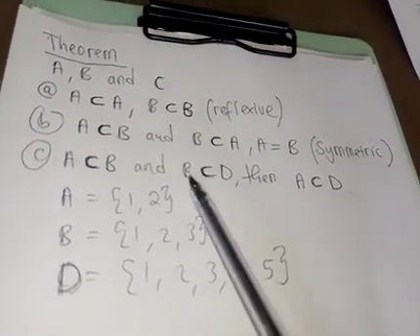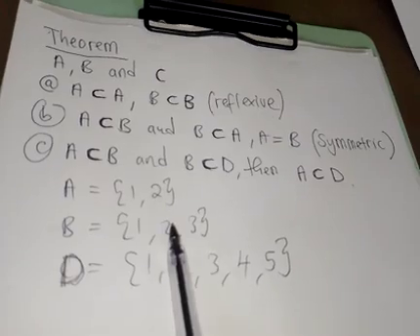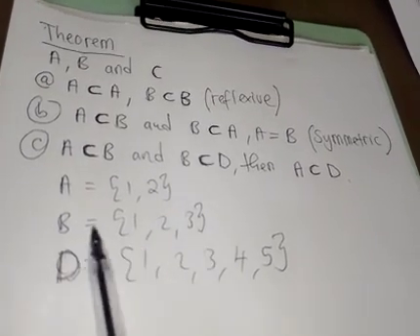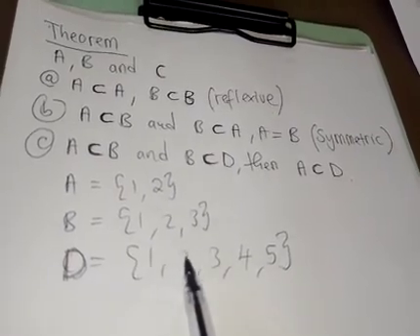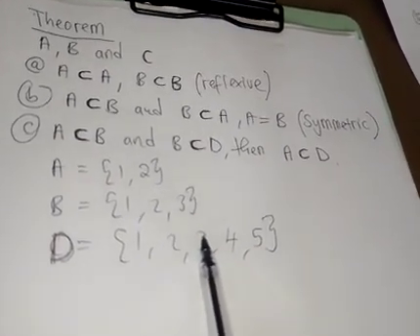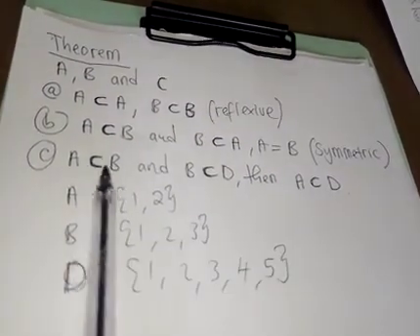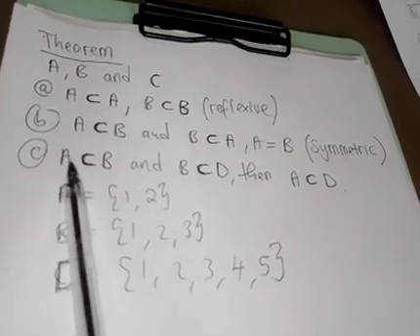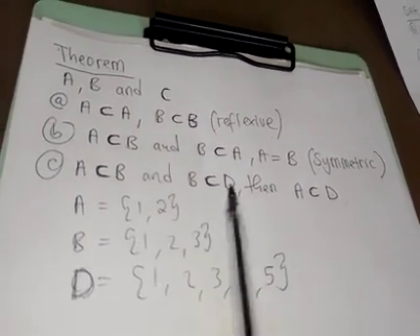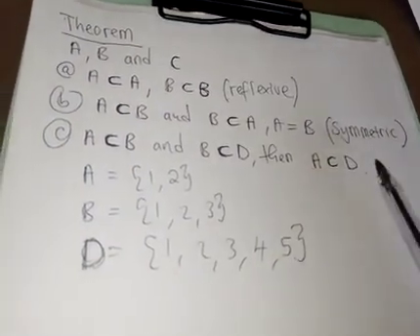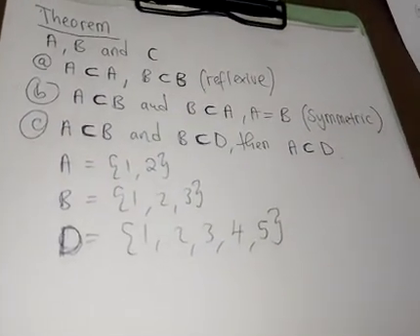Then the second one, B is a subset of D. Meaning all elements of B are also found in D. 1, 2, 3, 1, 2, 3. Then we can actually say A is a subset of D. Since all the elements of A are found in B and D, we can summarize this that A is a subset of D. So that's what it means.